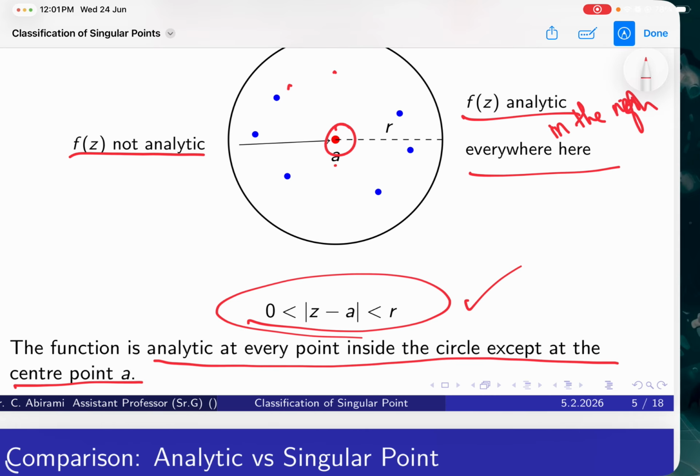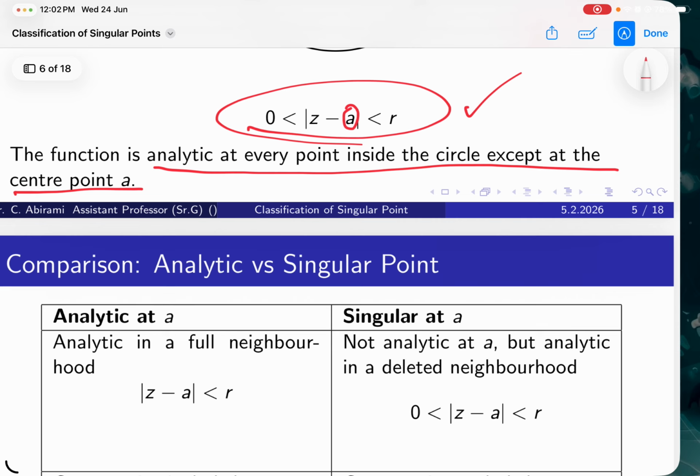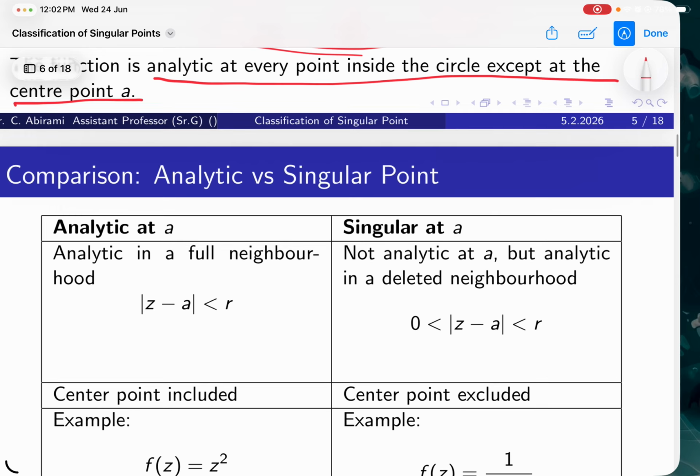The representation of the deleted neighborhood is 0 less than modulus of z minus a less than r. If I write it like this, without the 0, it is a neighborhood. The 0 less than means deleted, that means the point a is not included in the neighborhood. So this is the easiest way to compare analytic and singular points. You can easily observe the concept.